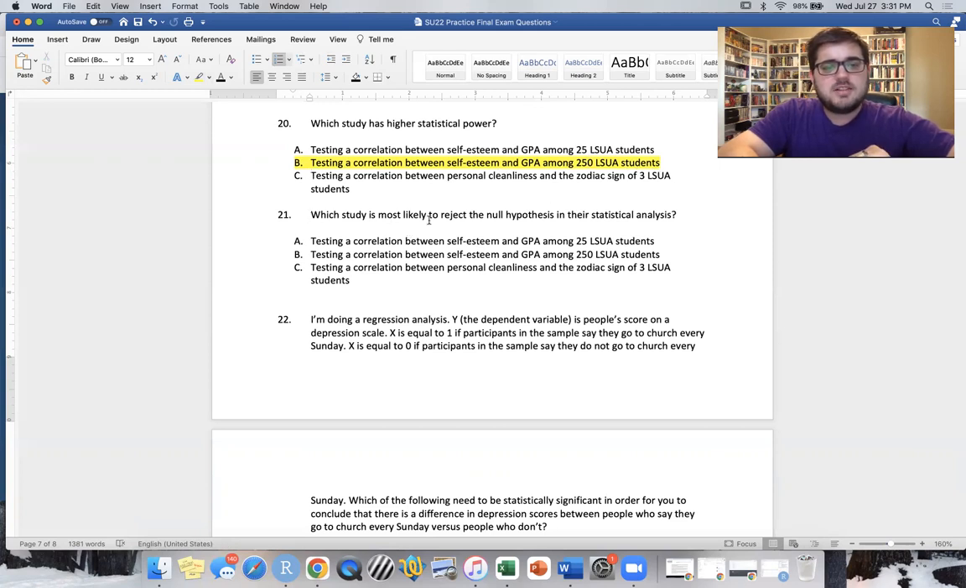Which study is the most likely to reject the null hypothesis in their statistical analysis? Well, if the null hypothesis is false, then statistical power is your probability of rejecting it. So it's really asking the same question. You're most likely to be able to reject the null hypothesis if it is indeed false when you have the highest sample size. Higher sample size means higher statistical power. Higher statistical power means you're more likely to reject the null hypothesis if the null hypothesis is actually false.